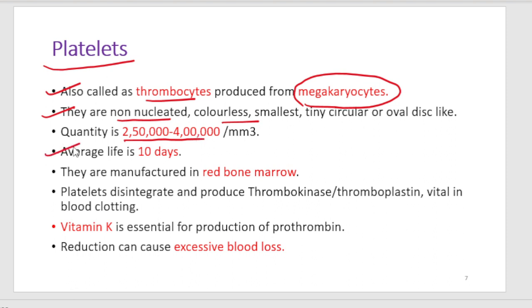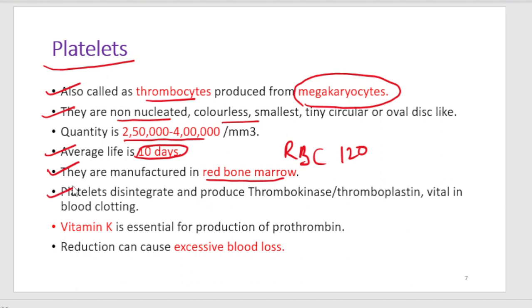The average life of a platelet is 10 days, while in case of RBC it was 120 days. In case of platelet it is 10 days. Where are they manufactured? They are manufactured in red bone marrow, just like red blood cells.